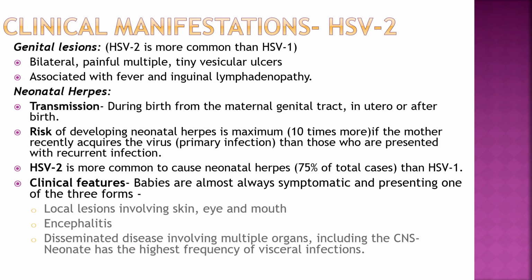Clinical features: babies are almost always asymptomatic at first, and present in one of three forms. Local lesions involving skin, eye and mouth. Encephalitis. Disseminated disease involving multiple organs, including the CNS. The neonate has the highest frequency of visceral infections.